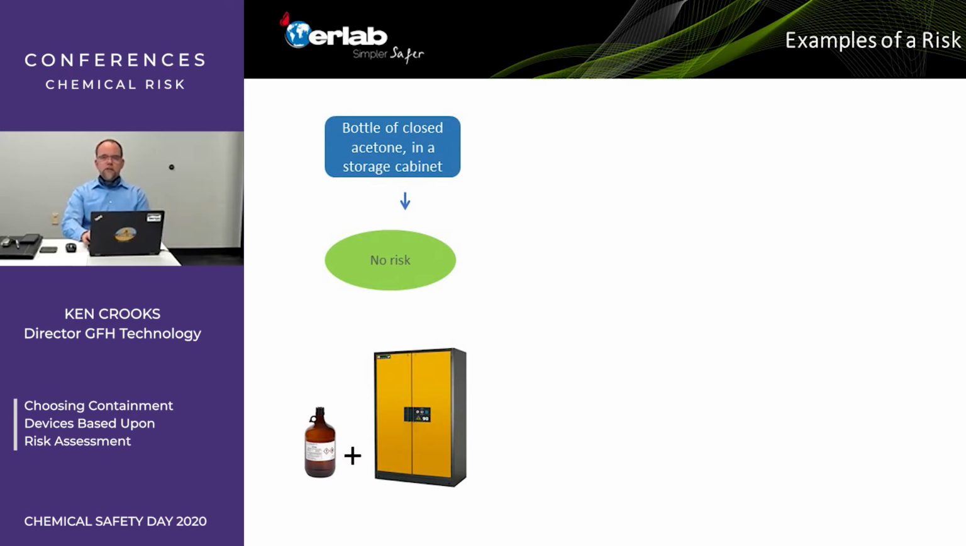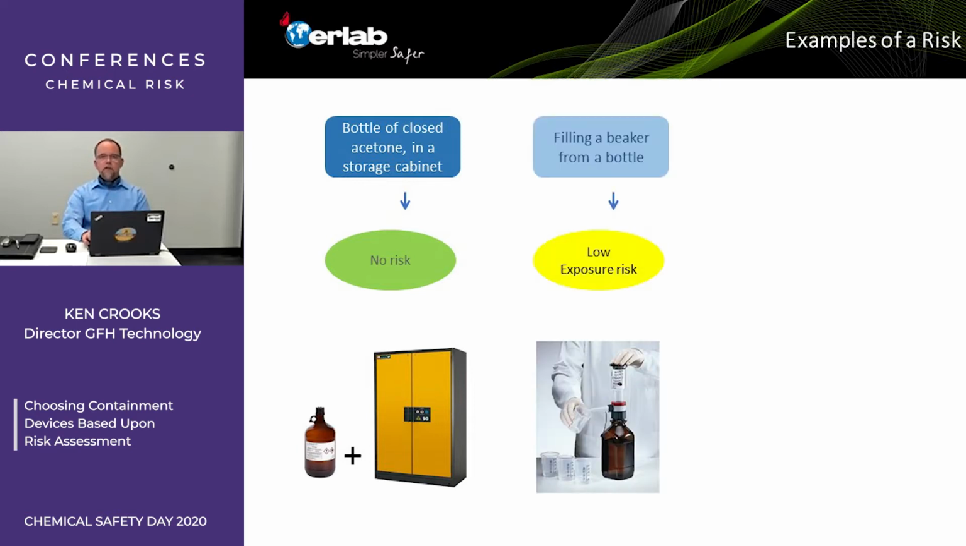So examples of risk. Here's three just very simple examples. If you've got a bottle of acetone, it's closed and it's locked up nicely in a storage cabinet, there's really no risk there. There's a fire risk if the building is on fire, and so therefore you have a fireproof 90-minute rated storage cabinet, but there's no exposure risk under standard operating conditions. You could be filling a beaker, so you're doing a transfer from a large bottle to a small bottle. There's low risk, but there could be some exposure there, and you want to do that transfer inside some sort of containment device, but it's not a high risk of exposure.